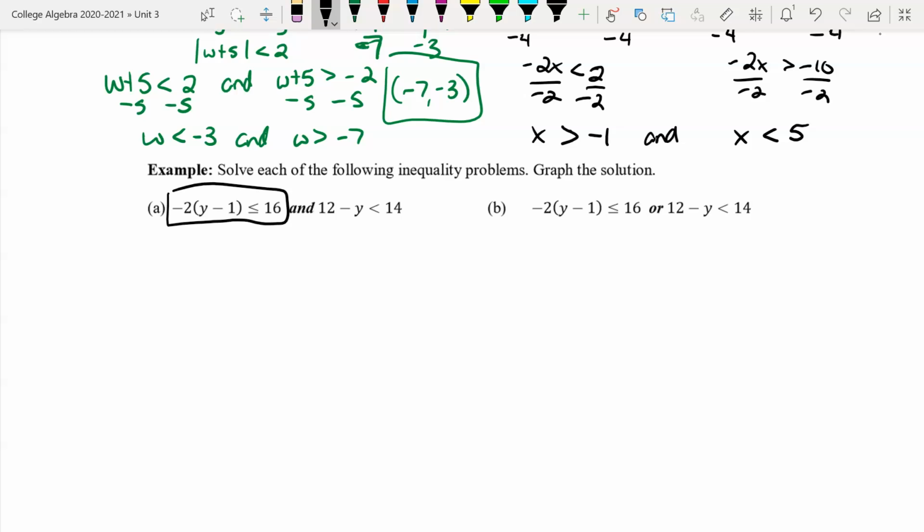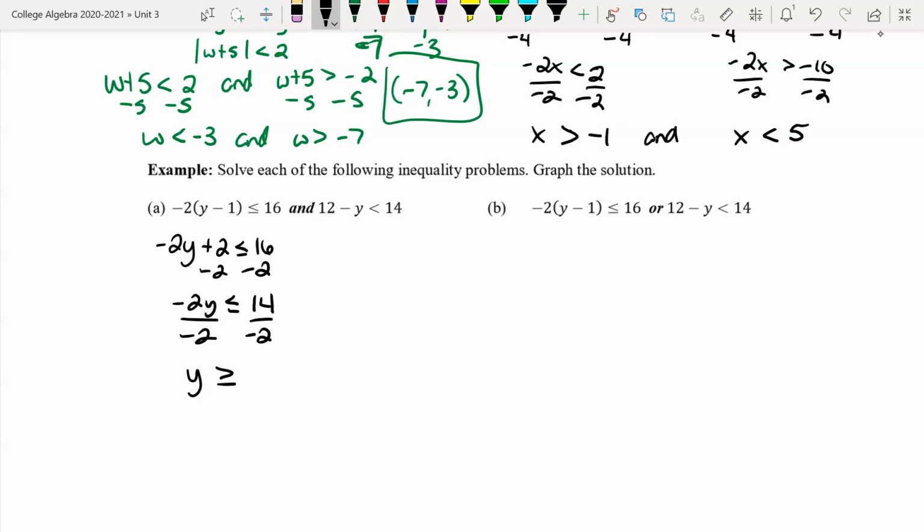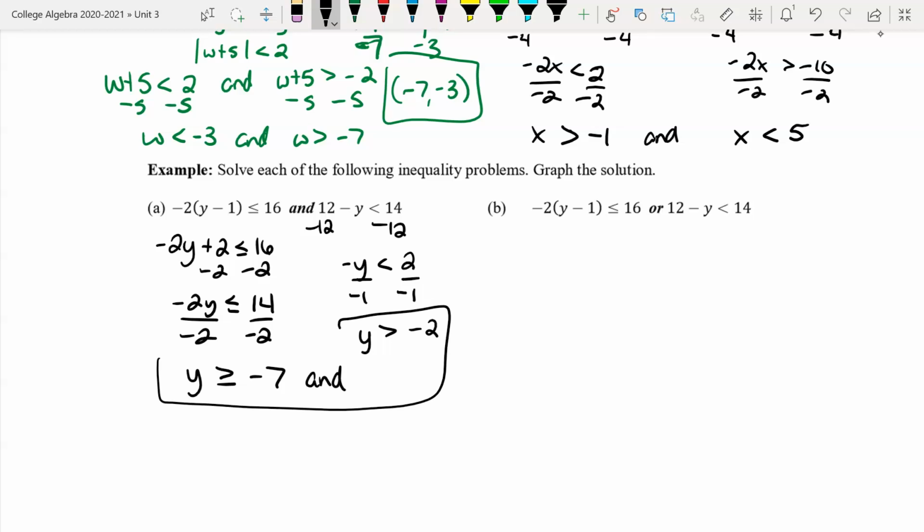All right, so the first thing I want to do is I think I'm going to distribute this negative. You could have divided by -2, but I'm going to distribute it. Subtract my 2. And then divide by -2. But don't forget when you divide by a negative, right, it flips the inequality sign. So now I have y greater than or equal to -7. I'm going to say and, subtract 12. Now we're going to solve this inequality, divide by -1. Y is greater than -2. All right, so that's my and statement.